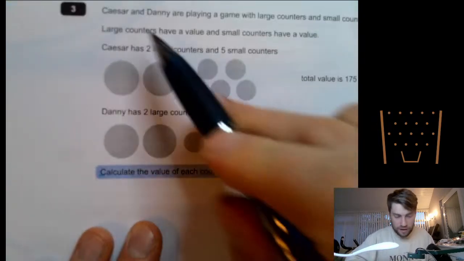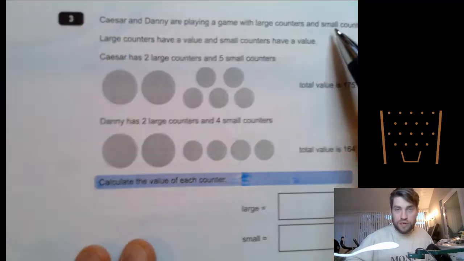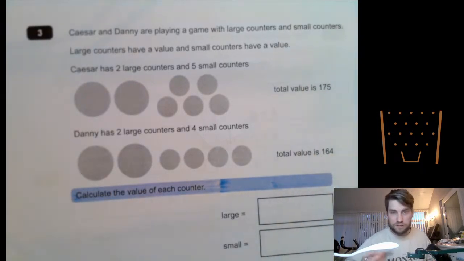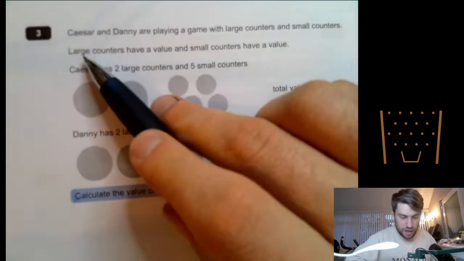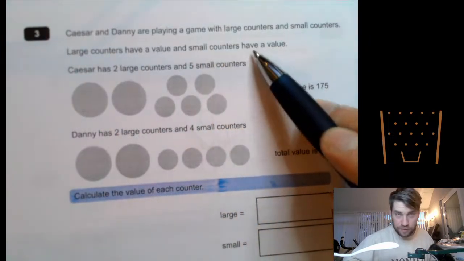That's better. Right. Cesar and Danny are playing a game with large counters and small counters. Okay. So mixture, combination, 2 counters. Large counters have a value and small counters have a value. Okay.